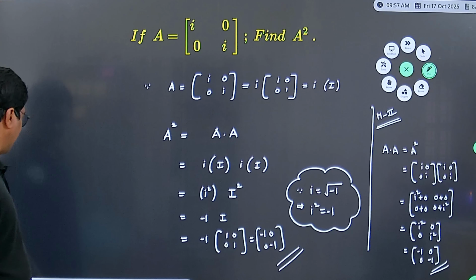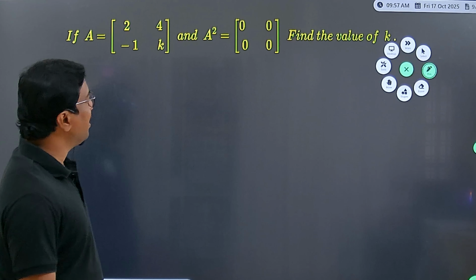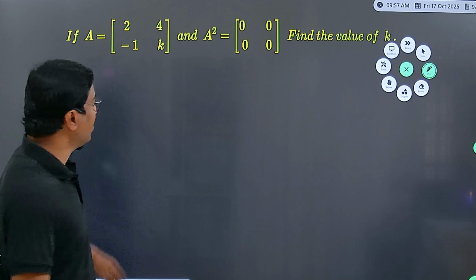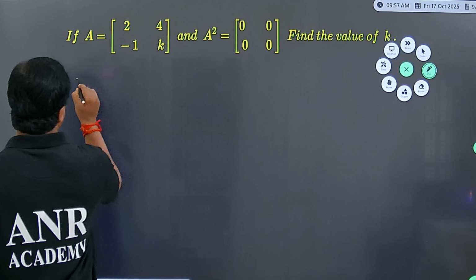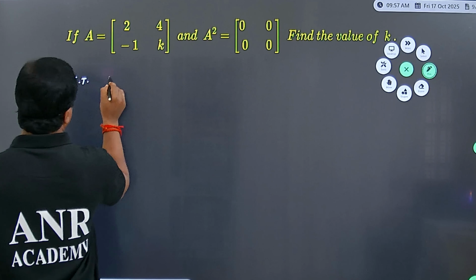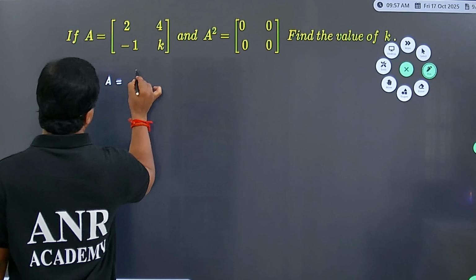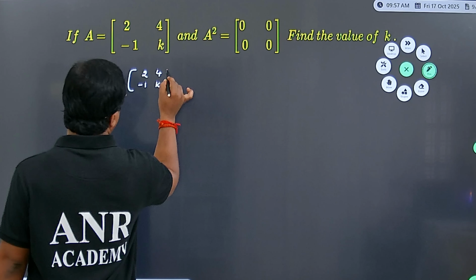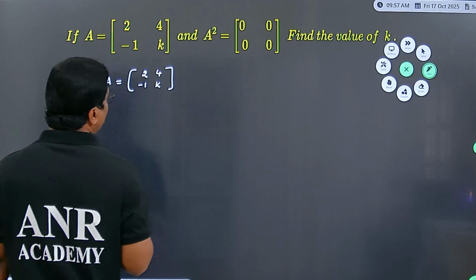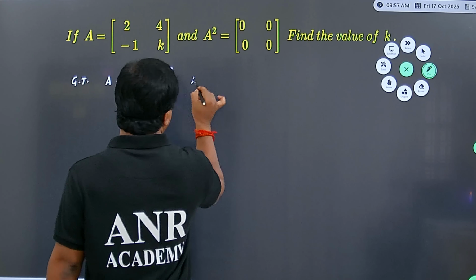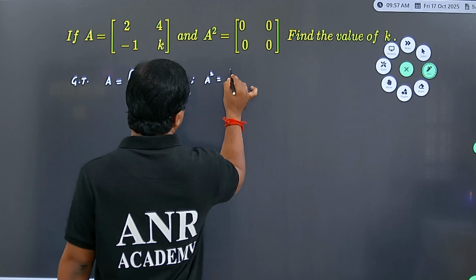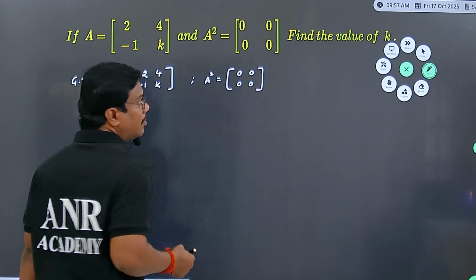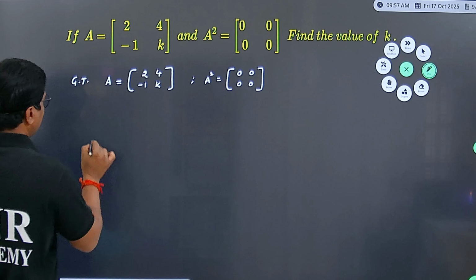Let us move to the next one. A and A square are given, then find the value of K. A very important question. First, given data I am going to write. Capital A is given as [[2, 4], [minus 1, K]]. This is about A. And also given A square is [[0, 0], [0, 0]]. Then we need to find the value of K.